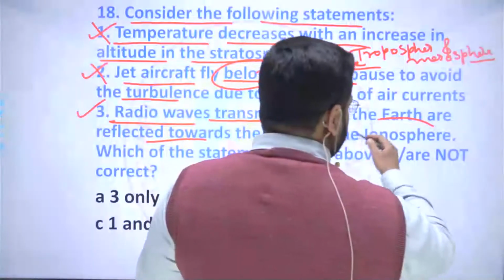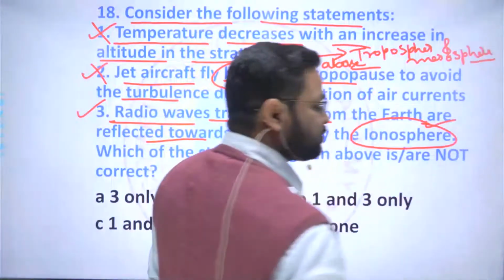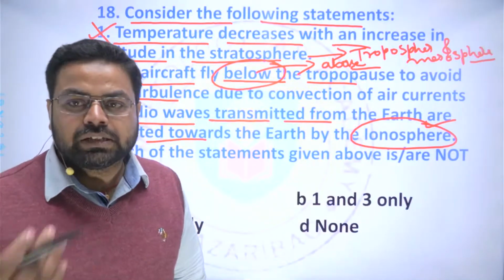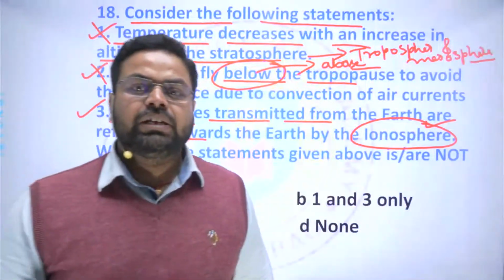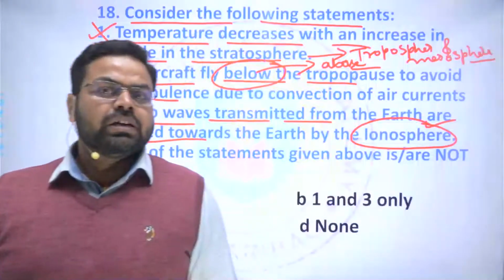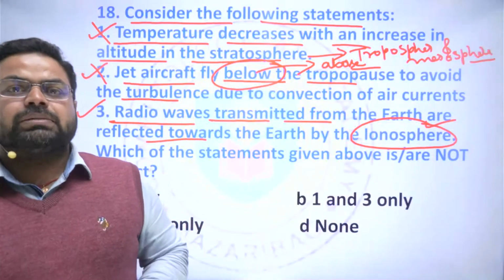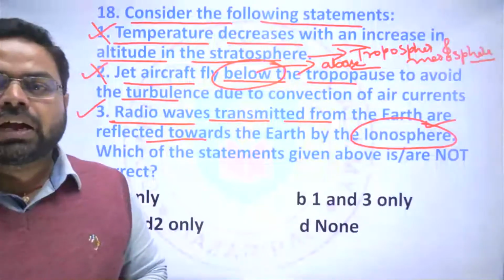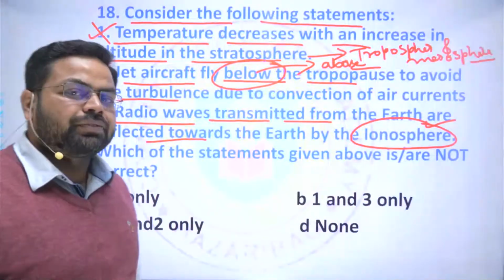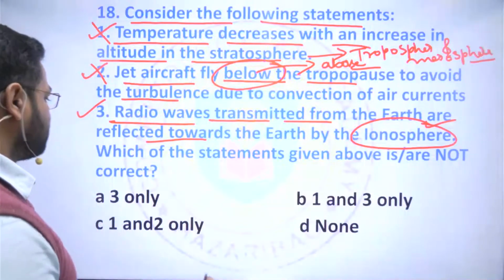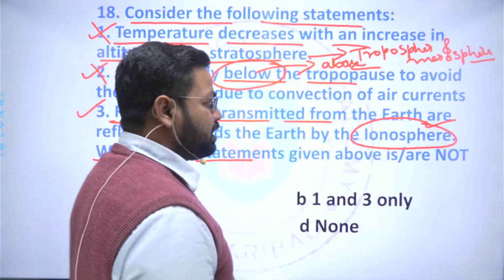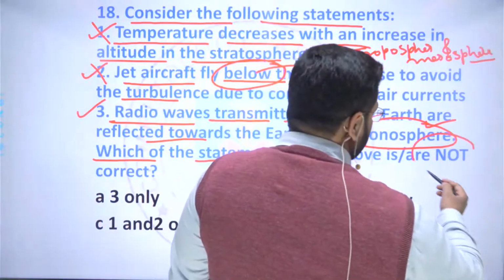Right. Next is, radio waves transmitted from the earth are reflected back towards the earth by the ionosphere. This is a correct statement. In the thermosphere there is the ionosphere, and in that also there are different layers, D layer, E layer, etc., and they reflect back different wavelength radio waves to earth according to the different layers in the ionosphere. So here it says which of the statements given above is or are not correct.